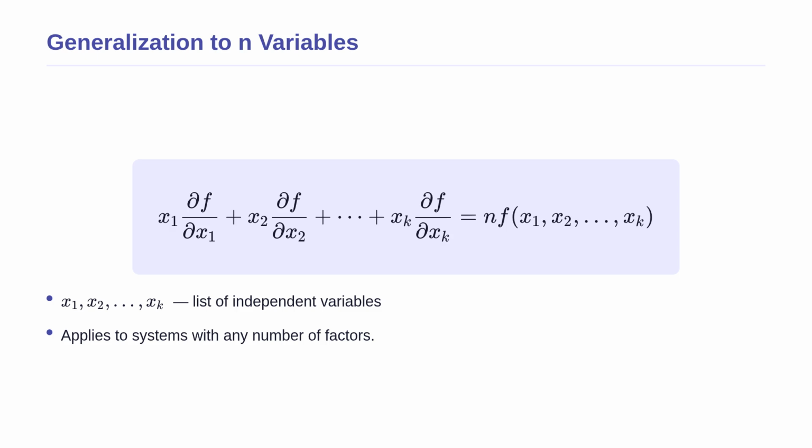For every single variable, we take the partial derivative, multiply it by the variable itself, and add it to the running total. No matter how many variables you have, they will perfectly sum up to n times the original function.